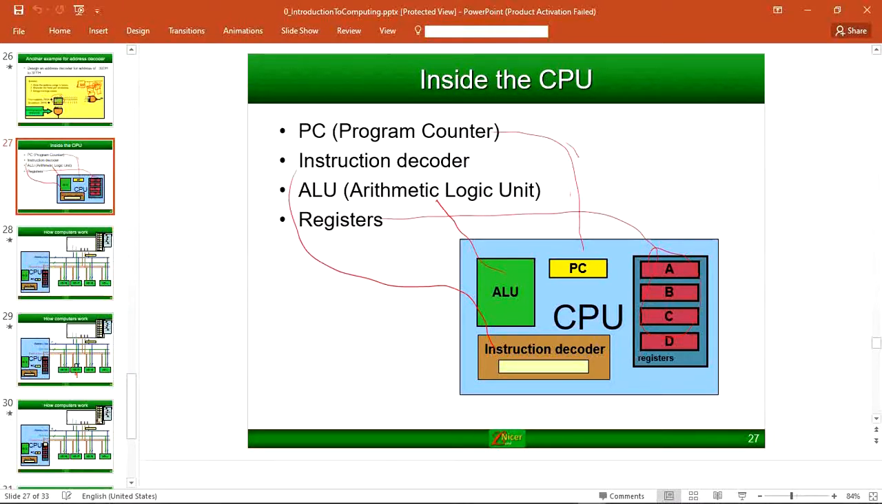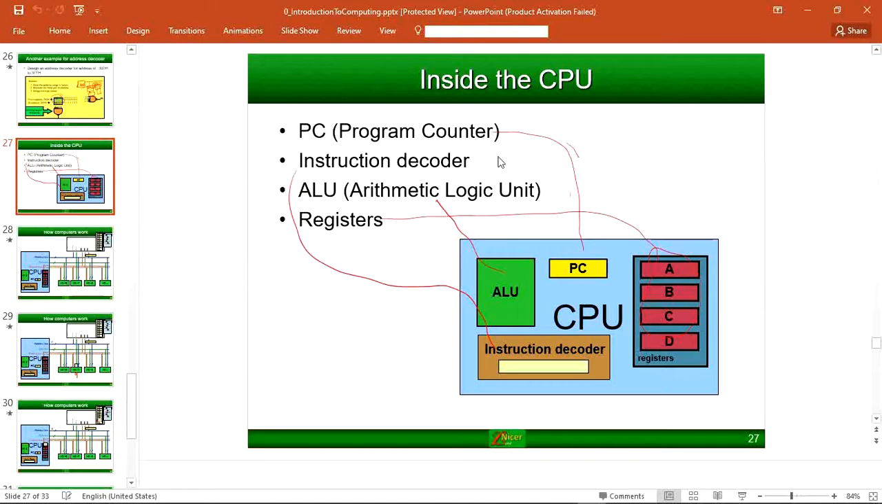So today we are going to discuss the central processing unit and the structures inside it. First of all, we have four devices inside the CPU, which are known as the program counter, the instruction decoder, the arithmetic logic unit, and registers.